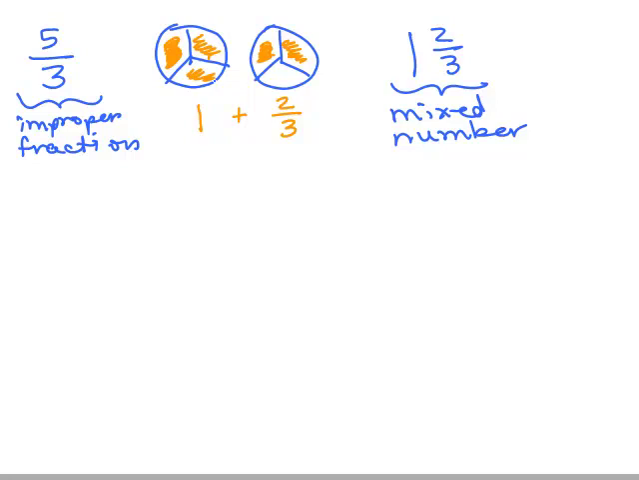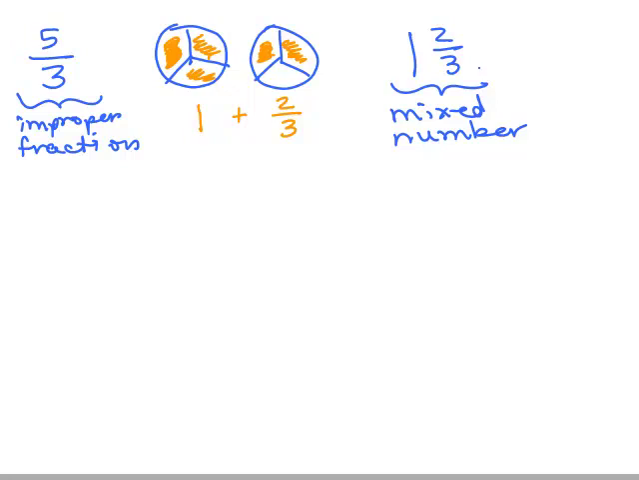I could just draw a picture, right? You can look at the denominator. That tells you how many parts make up a whole. Then you shade however many of the numerator is. So notice you might have to make a lot of pies to do that.